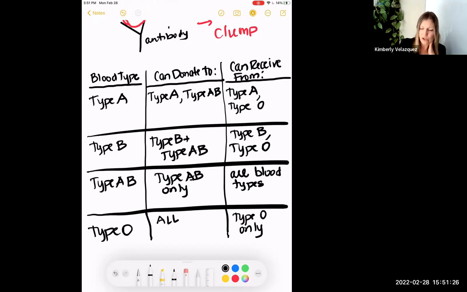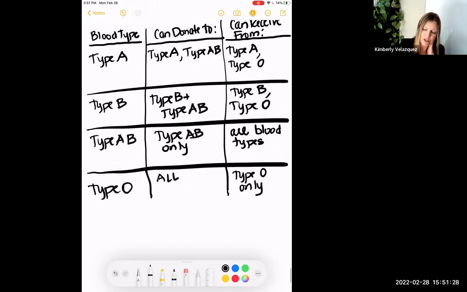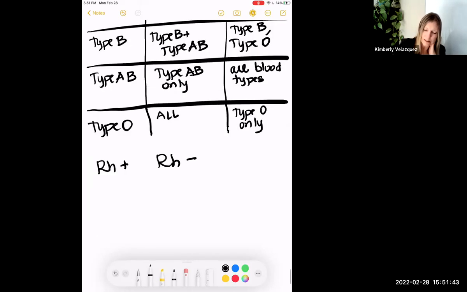This story I've just told you does not include RH. RH is the positive and negative part. If you're RH positive, it means you have the RH marker on your blood cells. If you're RH negative, it means you don't. So if you're positive and positive, then you're RH positive. If you're positive and negative, this gene says make the markers, this says don't. You're going to make the markers, so you're going to be RH positive. The only way you can be RH negative is if you got an RH negative gene from both parents.